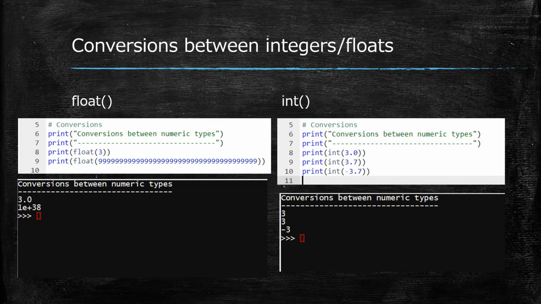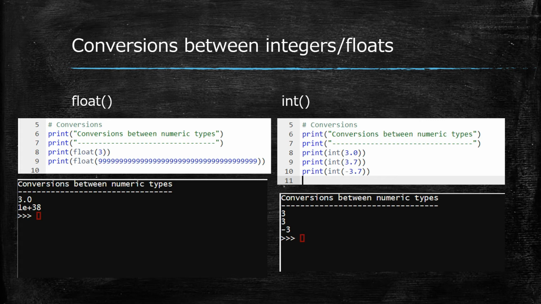Another useful tool that exists within Python is the float and int functions that allow you to go back and forth between integers and floats. For example, the integer 3, by using float parentheses, can be converted into a floating point 3.0. Similarly, if you type in lots of integer 9s, it gives you back a scientific notation of 1 times 10 to the 38th power, which is a floating point.